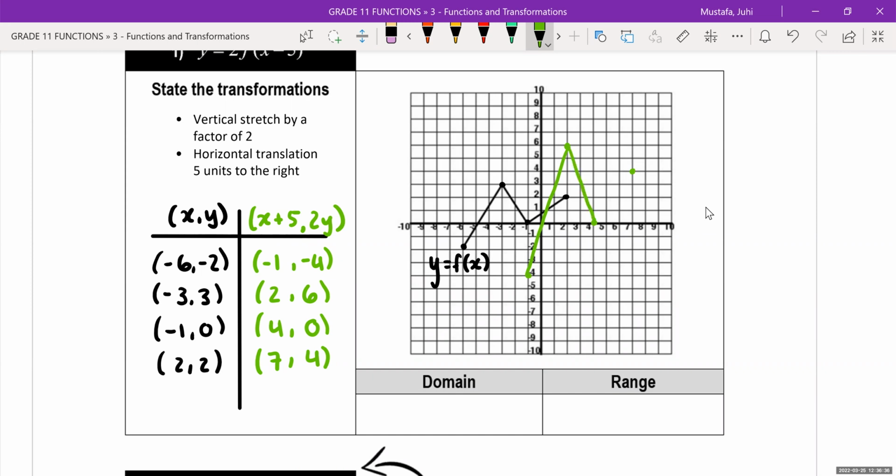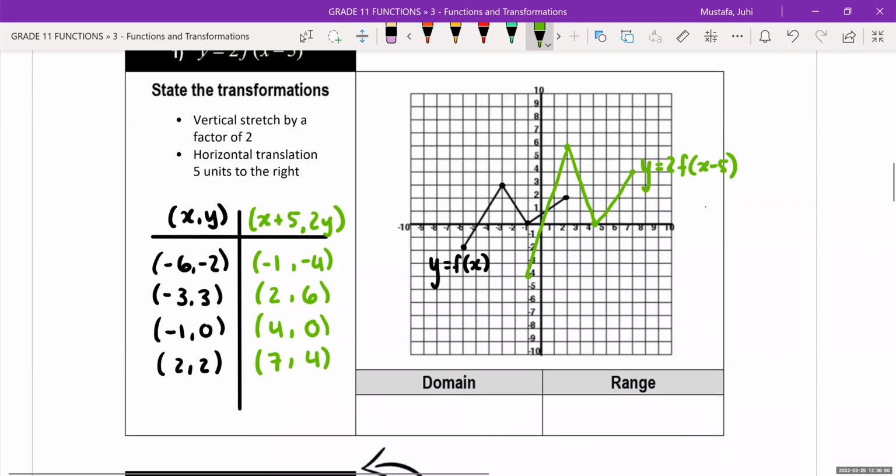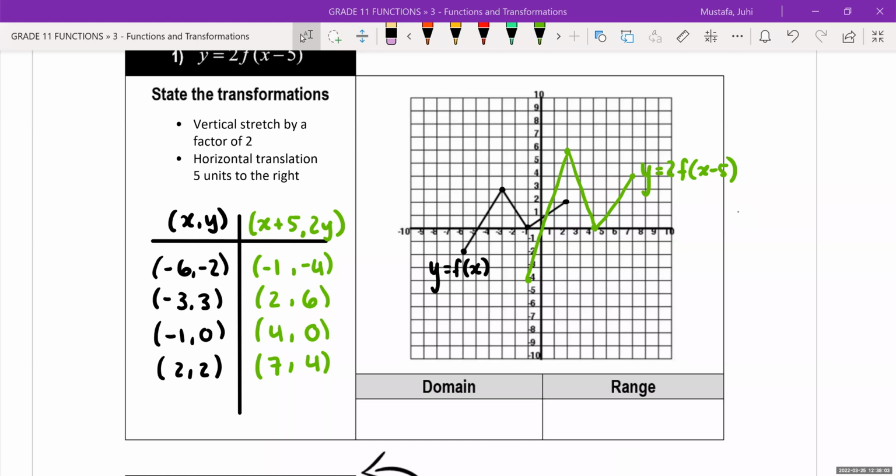Make sure you guys are using a ruler when you do this. And make sure you label your graph with the equation that the question is giving. Okay, and also once I'm done graphing, I do try to see if it makes sense. So does it look like our graph has moved 5 units to the right? Yeah. And does it look like it's sort of stretched out like this? Yeah, it does. So we're probably on the right track.